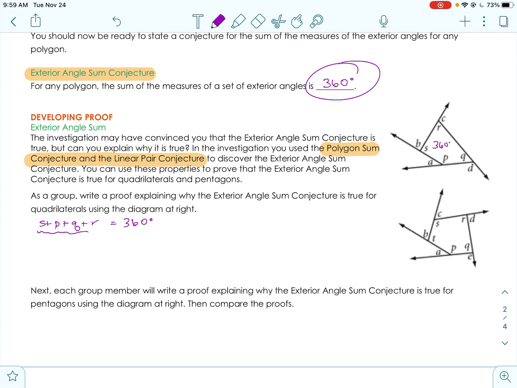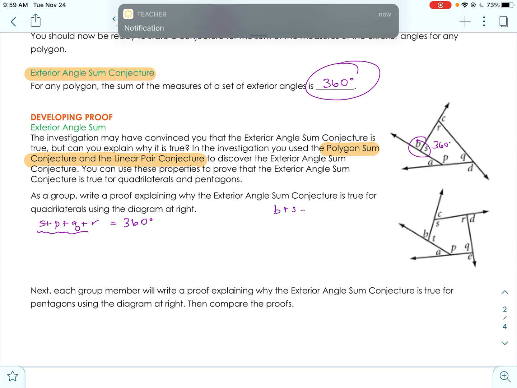And so we're going to use the linear pair conjecture. What we see here is B and S are linear pairs. So since B and S is a linear pair, we know B plus S equals 180, which tells us that S is equal to 180 minus B. And so we're going to do this for each angle.